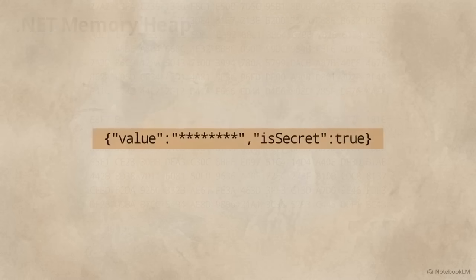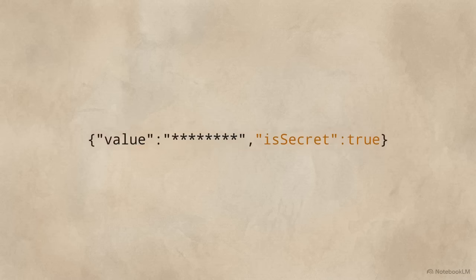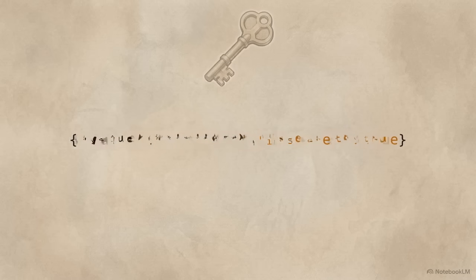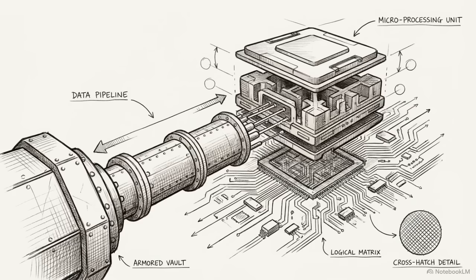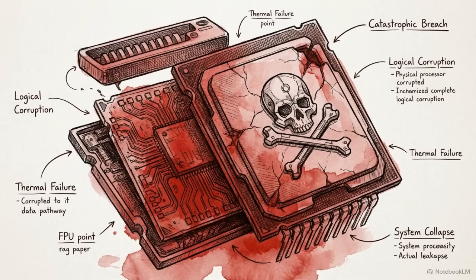The malware systematically scanned this memory block, isolating a specific JSON format. An object containing the key is secret set to true. This is the exact internal format GitHub Actions uses to hold decrypted workflow secrets. CI/CD systems must decrypt secrets into memory at runtime to use them. Any unauthorized code executing with sufficient privileges in that environment guarantees total credential compromise.